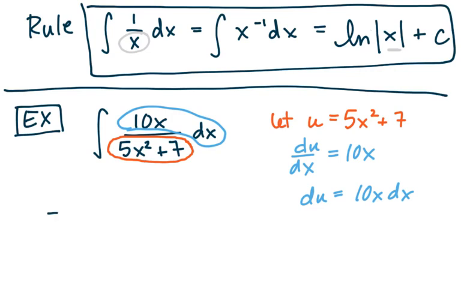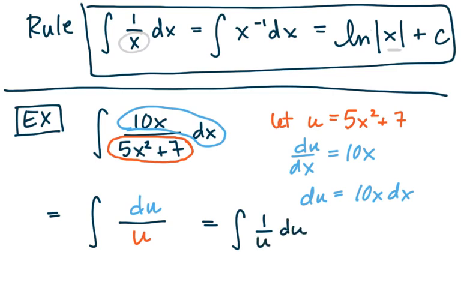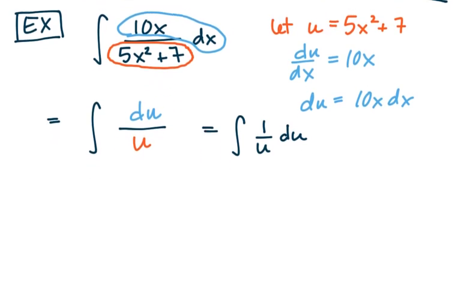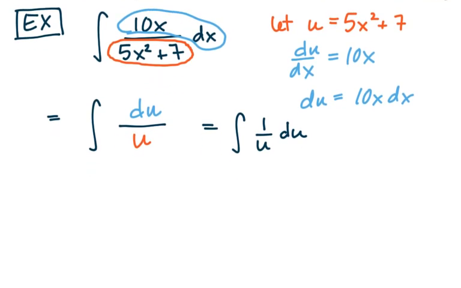So in this situation, that would be the same as u in the denominator and du in the top. Or rather, the integral of 1 over u du. And by our rule above, we know that integral is going to be the natural log of the absolute value of u plus c. So this becomes the natural log of absolute value of u plus c.